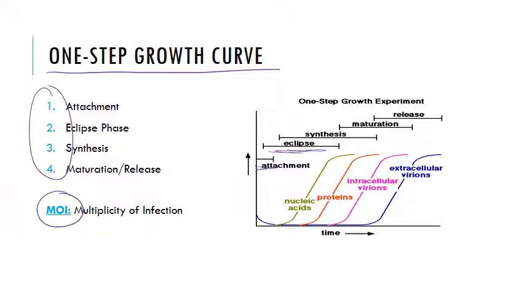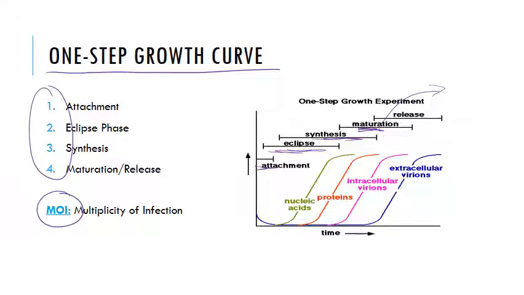As the eclipse phase ends, you begin to see synthesis of new virions. So now that it has replicated its genome and its proteins, it's starting to put together its nucleocapsids and get ready to mature, which is basically how the virions begin to assemble within the infected cell and then be released out into the extracellular space so that they can go on and infect another cell.